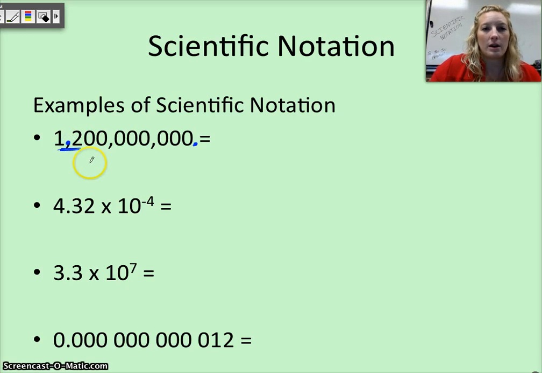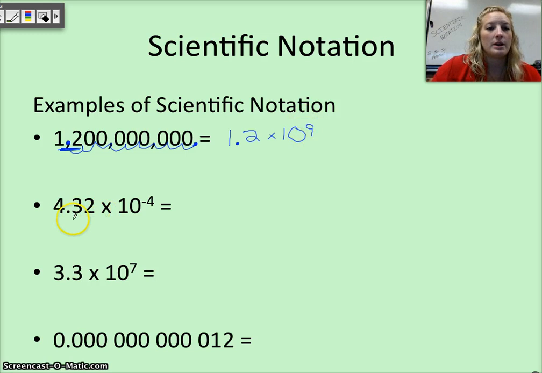So that is going to become our coefficient number, 1.2. Now we know that we always multiply it by 10, and so now we just need to figure out what our exponent is going to be. How many times do we have to move this decimal place? We have 1, 2, 3, 4, 5, 6, 7, 8, 9 times. So we know that our exponent is going to be 9. And because this is a very large number, very positive, our exponent is going to be positive. So 1.2 times 10 to the 9th would be what this number is in scientific notation.